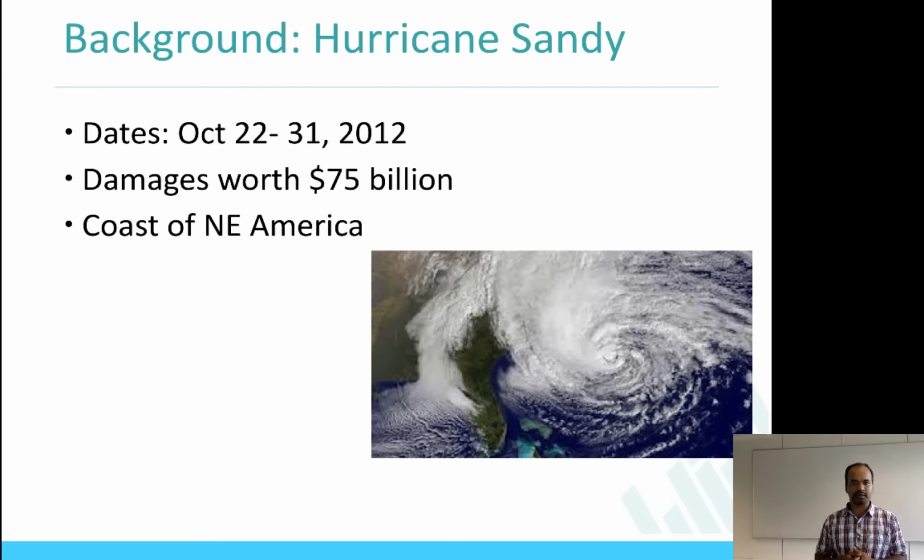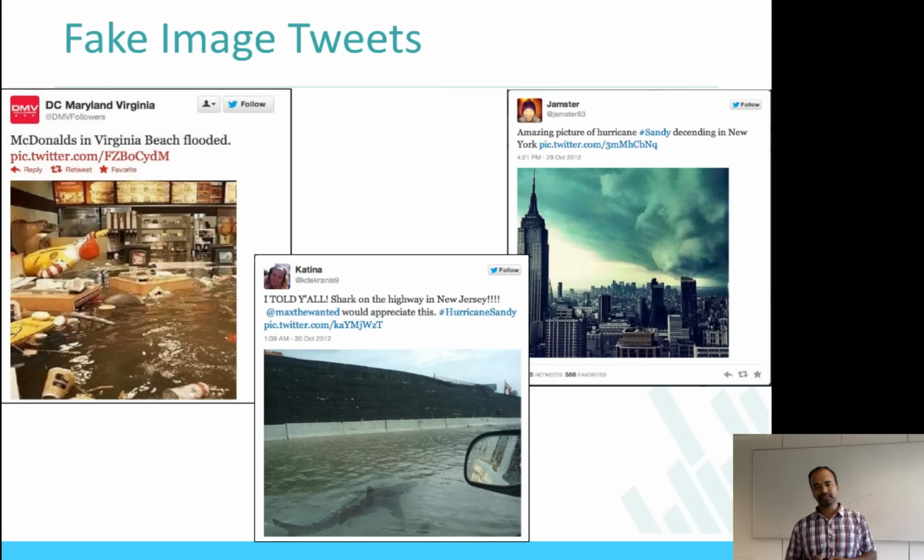In this case, we're going to take Hurricane Sandy. Hurricane Sandy happened between October 22nd and 31st, 2012. And the idea for using an event is that you will be able to relate to it. And most of the time, analysis is done looking at a particular event. For example, now many people are interested in studying elections in the US, and I know there are people also interested in studying elections in India when it happens. The damages totaled about 75 million for Hurricane Sandy, and it basically hit the northeastern part of the US.